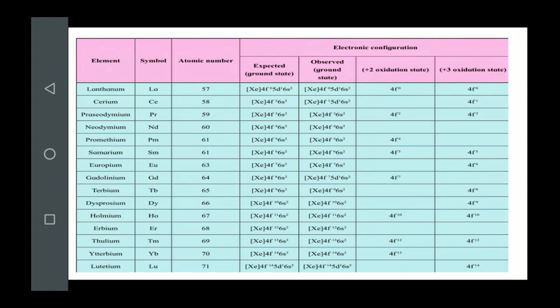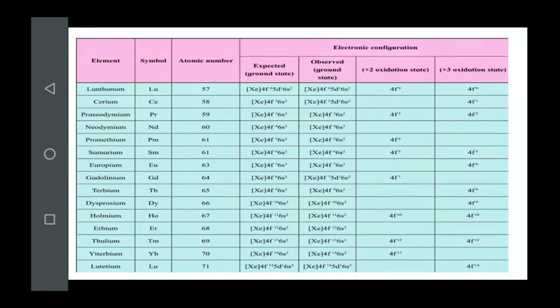The reason for this is assumed to be that when the element has a 4f7 configuration, the f orbital is exactly half filled. And we know that empty, half filled and completely filled orbitals give extra stability to the atom. So to acquire that extra stability due to the half filled configuration of the 4f orbital, one of the electrons jumps into the 5d orbital and we have 4f7 in the case of gadolinium.